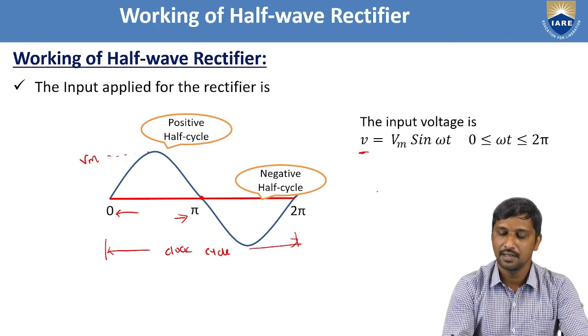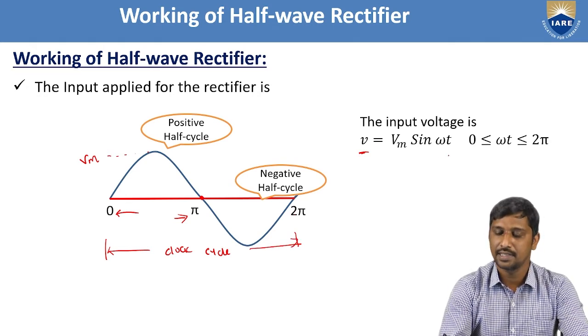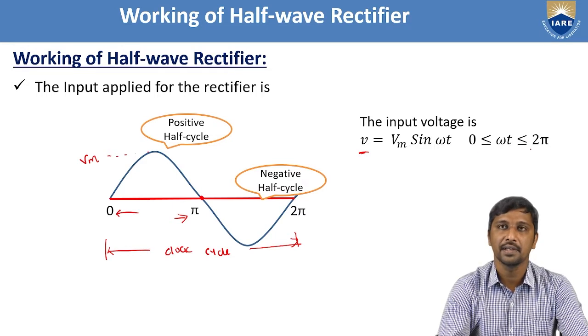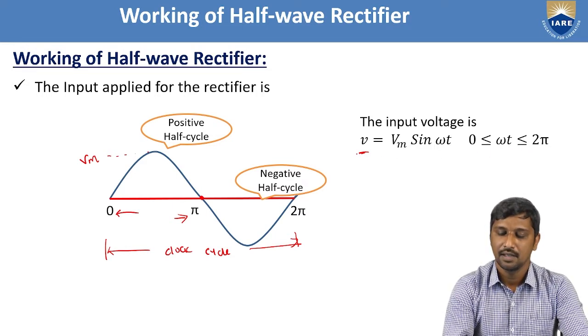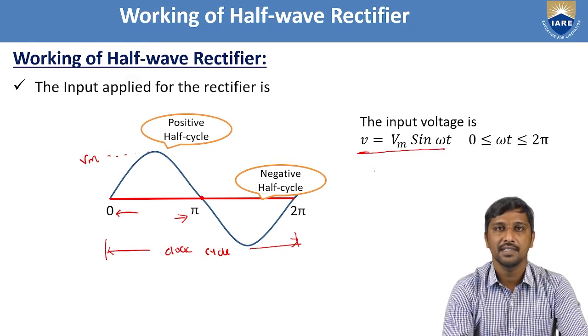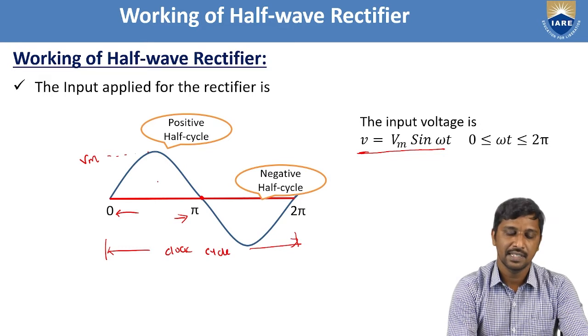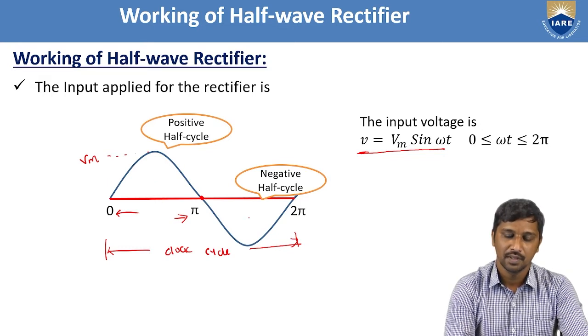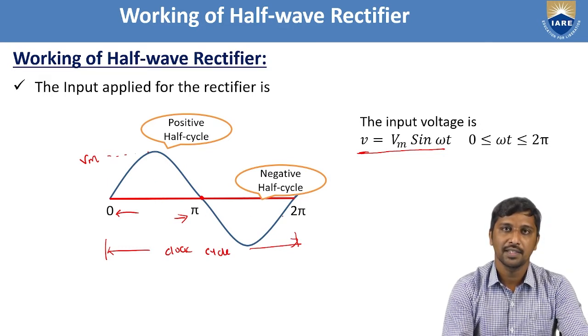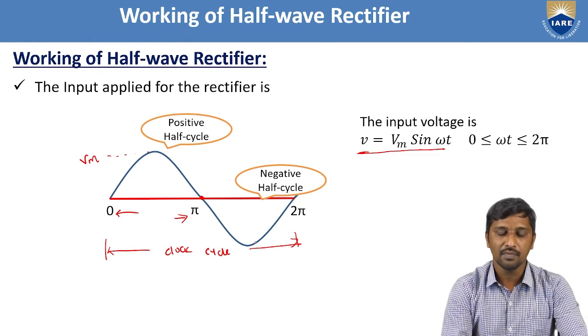So the omega t duration is 0 to 2 pi. Mathematically, the signal is represented as Vm sine omega t. Here, from 0 to pi the peak is a positive magnitude, and from pi to 2 pi the peak is a negative peak.